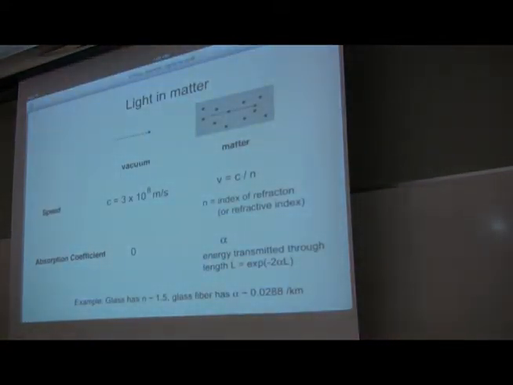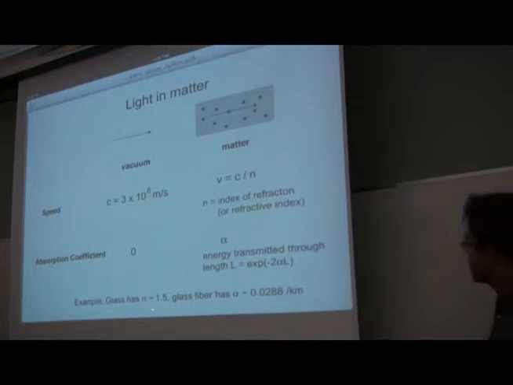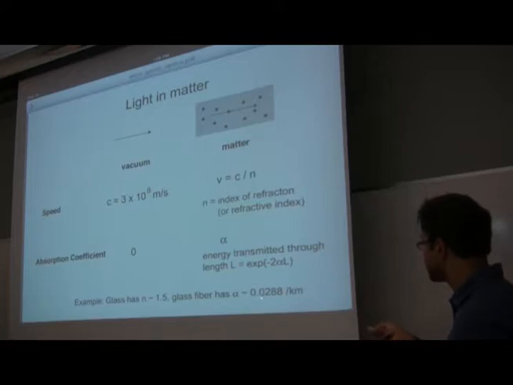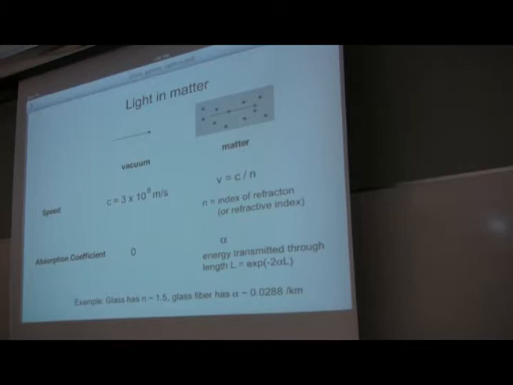Okay, another interesting thing to remember, a glass fiber, talking about absorption, has a very, very low absorption. So it's 0.028 per kilometer. That's why we can have internet and so on.